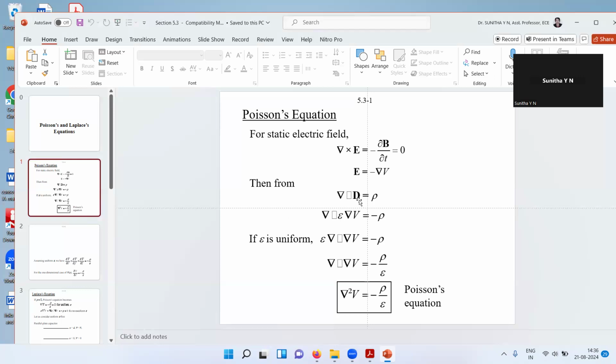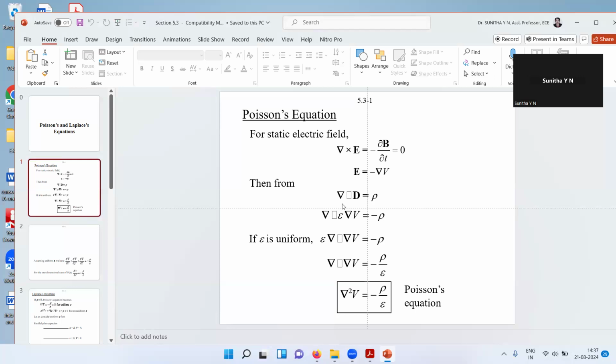Now D we can express in terms of E. We know that the electric flux density D is equal to epsilon times the electric field intensity E. So if I replace D with epsilon E, and E with minus del V, and send the minus to the right, I can write divergence of D is equal to rho. This equation we got from Gauss's law.